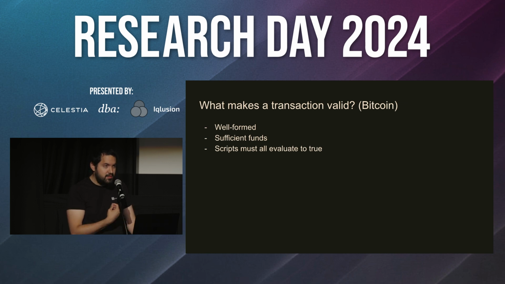And then the last one is the script must evaluate to true. Technically, if you don't use a script, if you use the old style Bitcoin, spend directly to a pubkey, then you would need a signature. But for the more advanced ones, the script needs to evaluate to true. And we're going to talk a lot about this last thing, because it does not exist on Ethereum. This is the thing that is very different from what Ethereum has.